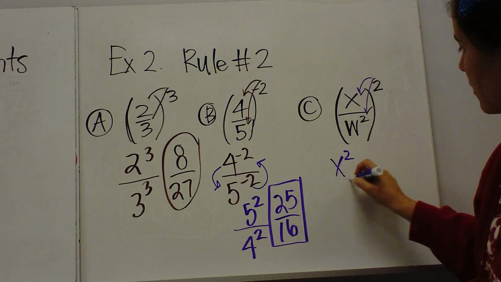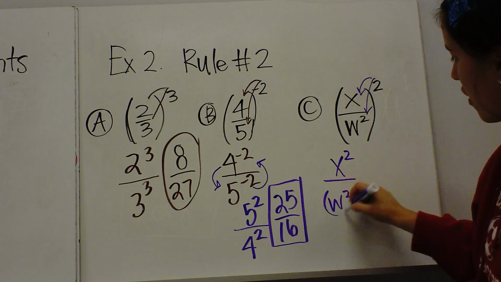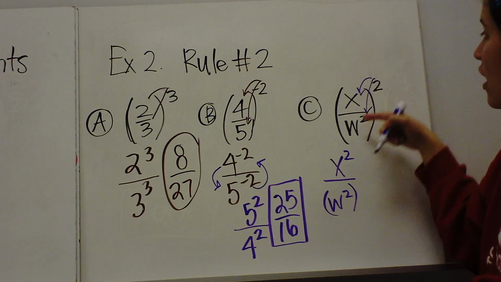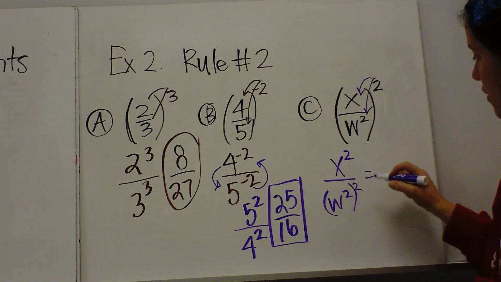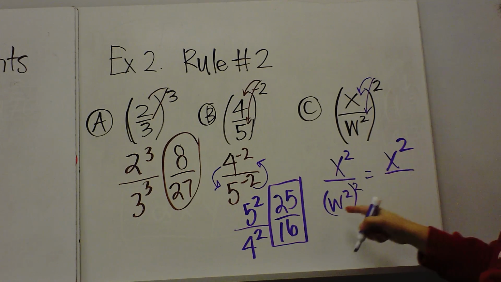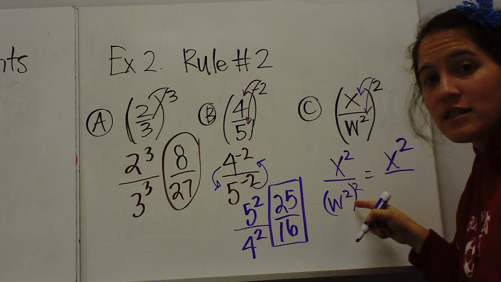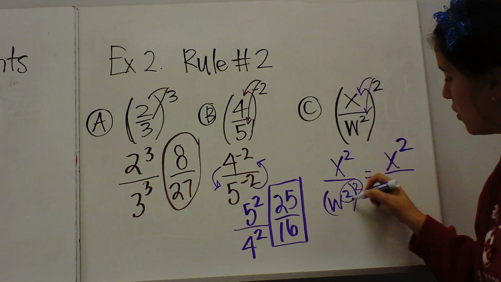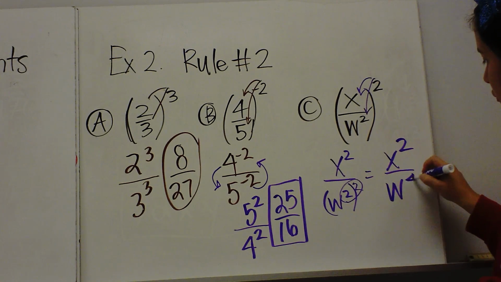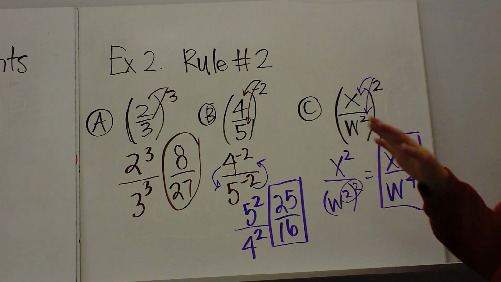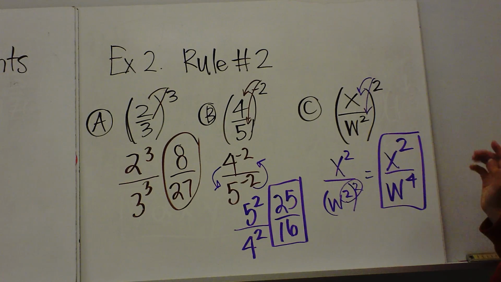X to the 2nd power over w squared, because it's already to the 2nd power, raised to a power. And then if you remember your power to a power rule, what is w squared raised to the second power, we're going to multiply, so that would be w to the fourth. So make sure you get those. If you have any questions, write them down.